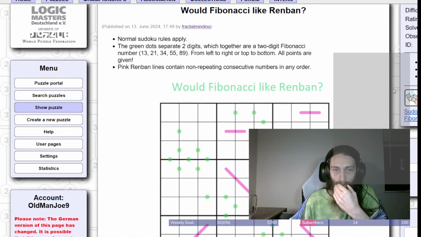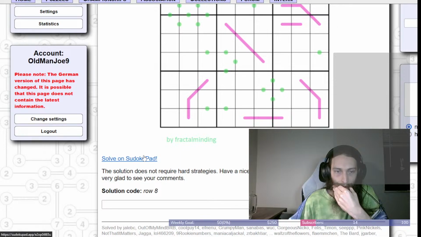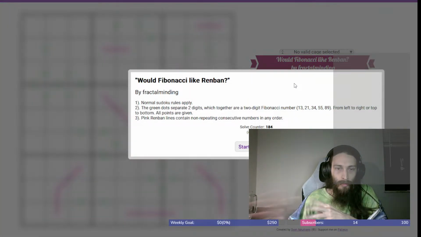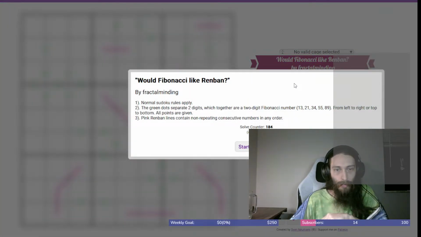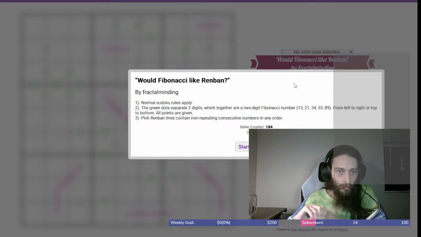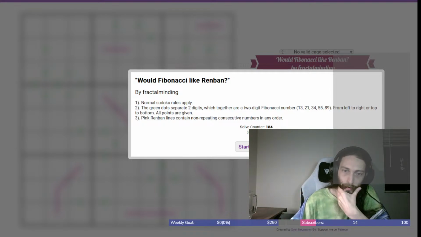Puzzle here: Would Fibonacci Like Renban by Fractal Minding. Normal Sudoku rules apply. The green dots separate 2 digits, which together are a 2-digit Fibonacci number: 13, 21, 34, 55, 89, from left to right or top to bottom. All dots are given. Pink Renban lines contain non-repeating consecutive numbers in any order.